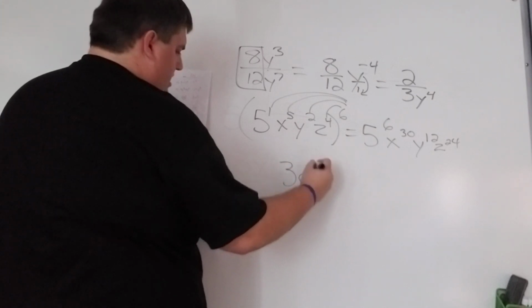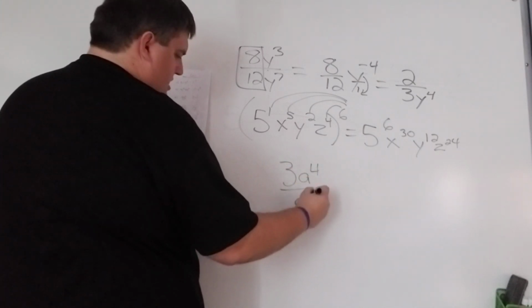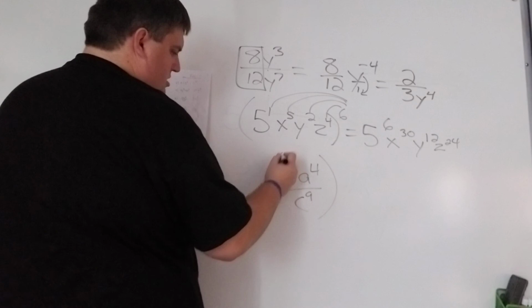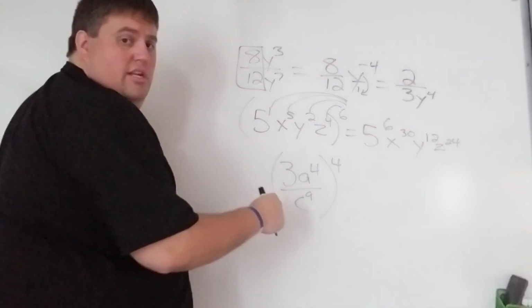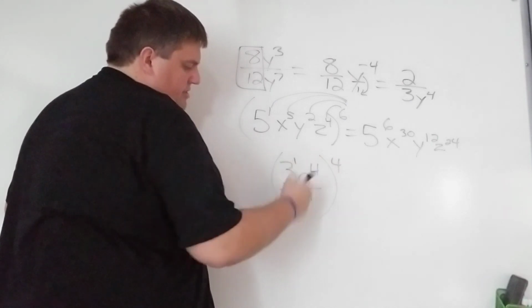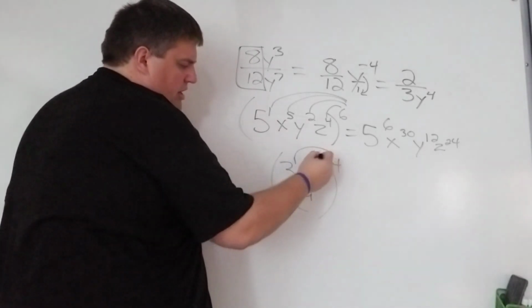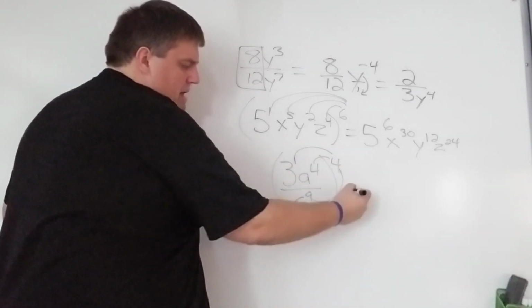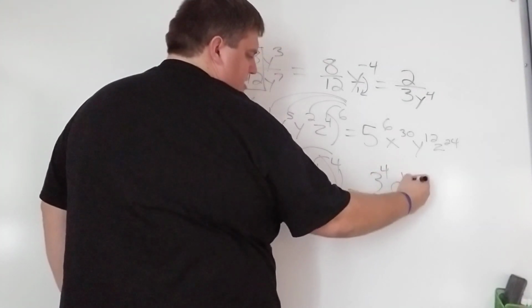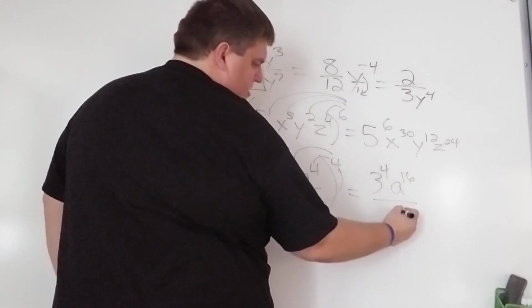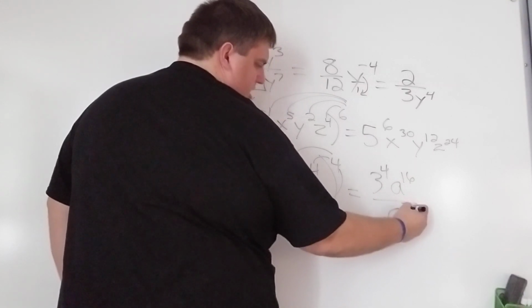Same thing with number 10. We have 3a to the 4th over c to the 9th, all to the 4th. So again, even if it's a fraction, the exponent on the outside goes to everything. So there's really a 1 here. So it's going to go to the 1 times the 4 times the 9 on the bottom also. So 3 to the 4th, a to the 16th, over c to the 36th.